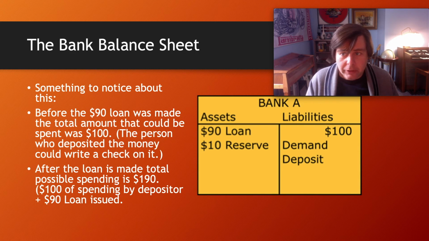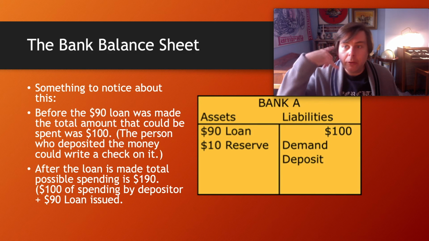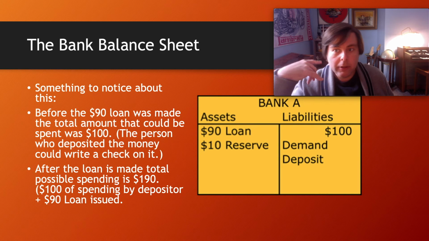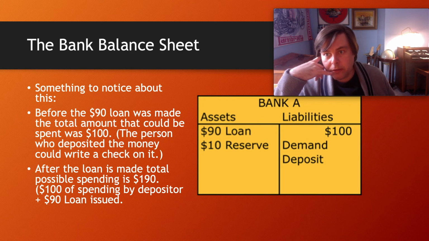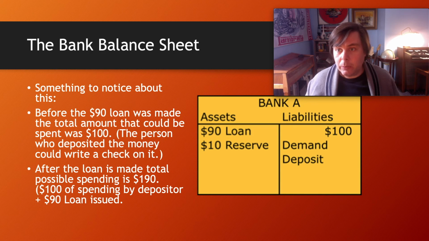So the $100 demand deposit, if I go in my bank and I demand the money out, they've got to give it to me. But the person who got the $90 loan, if I go into the bank and say, hey, give me my $100, they don't call the guy who got the loan and say, sorry to tell you this, but you're going to have to pay that loan back because the guy wants his $100. No, that's not how it works.